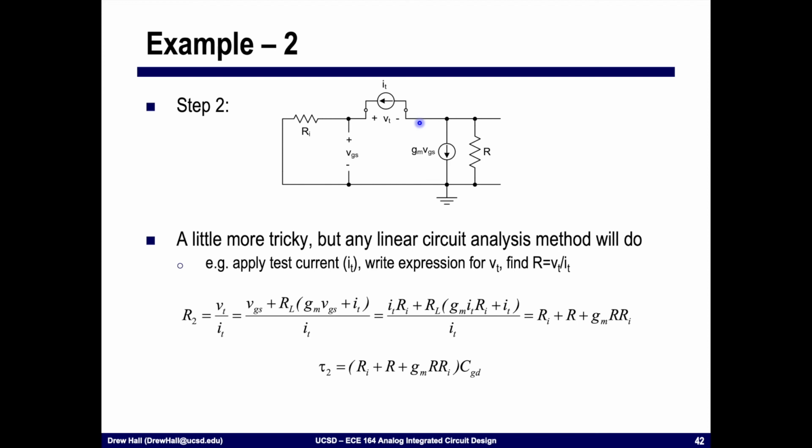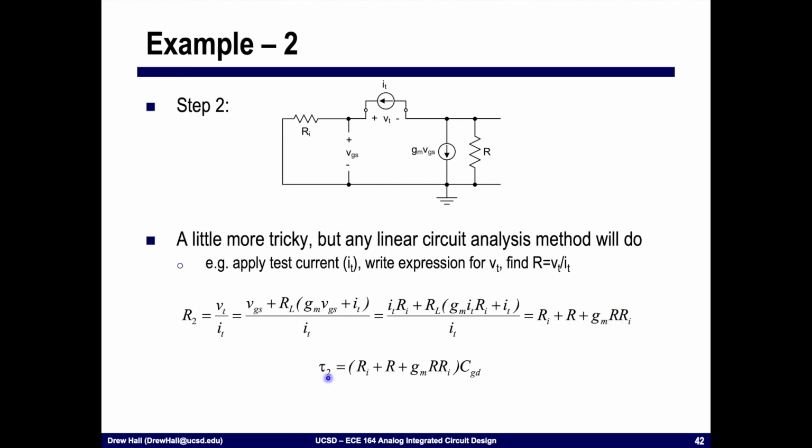All right, so if I do this, I can calculate R2. That is the impedance that this sees, which is simply VT divided by IT. The voltage that I'm going to see, if I do KVL around this loop, is VGS here plus RL, the load resistance, times gm VGS, that's the amount of current that I have here, plus this current, IT. This is all divided by IT, and if I massage this expression and factor things out, I get that R2 is equal to Ri plus R plus gm times R times Ri.